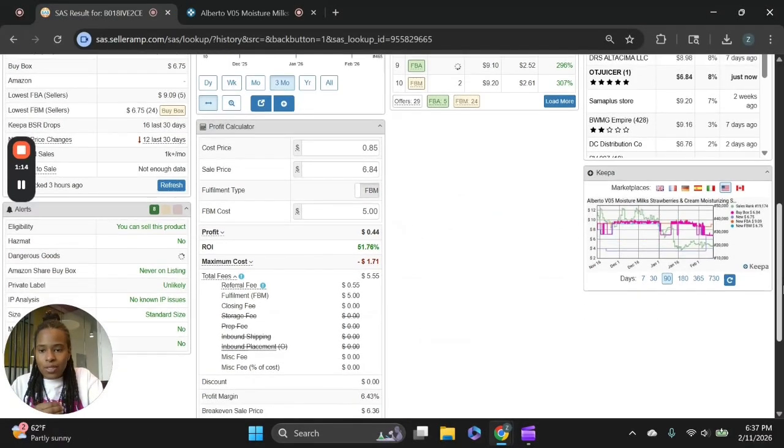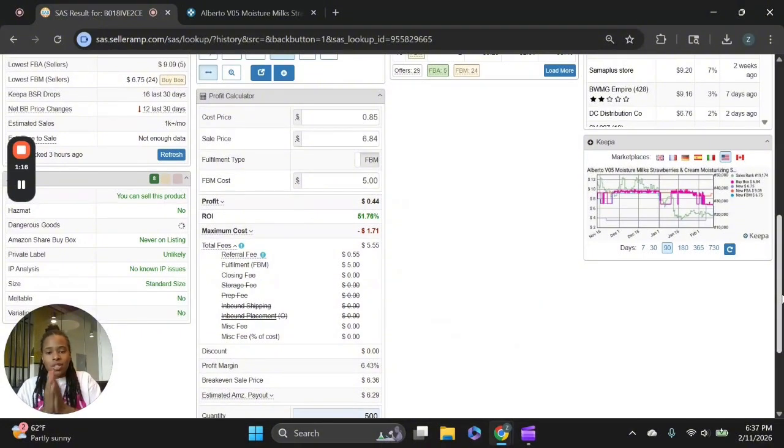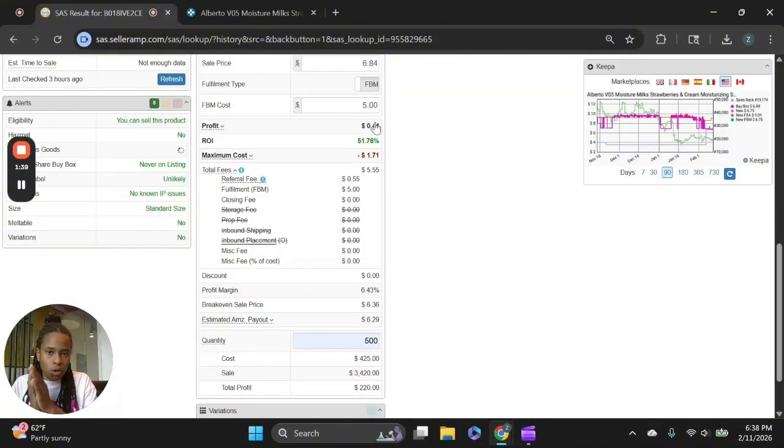When we go back onto SellerAmp, now we have the profit calculator. This is something that you're going to utilize a lot because it has your cost price, your sell price, and then also if you're doing FBA, you can switch it to FBA and it'll show you all your fees. And if you're doing FBM, it'll show you all your fees as well. If you put in your shipping price, it's going to tell you your profit margins after your shipping and after your cost of goods. Right here has our total fees. So this is what Amazon is going to be taking out.